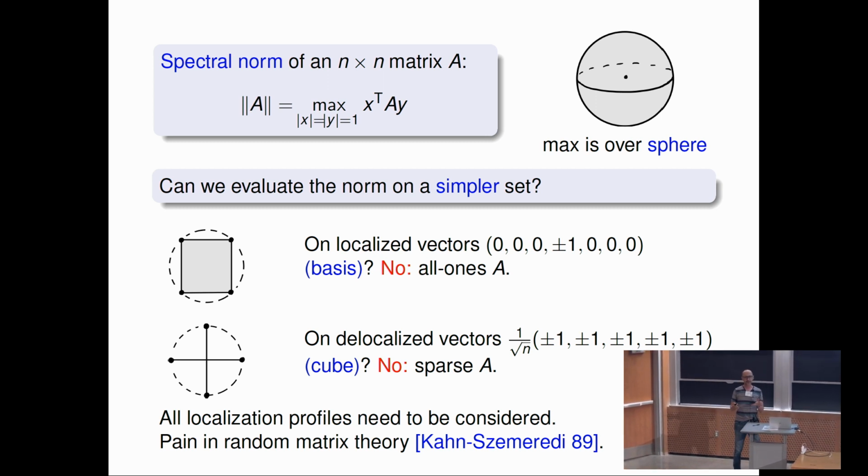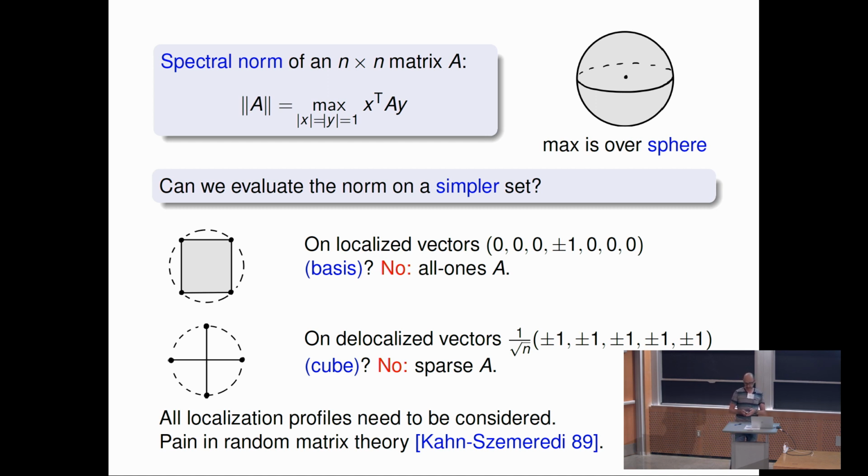What are the two simplest discrete sets in R^n? One is the basis, and the other is the cube. So can we do just that? Instead of doing it on the entire Euclidean sphere, can we evaluate the spectral norm approximately on the subset? And the answer is no.